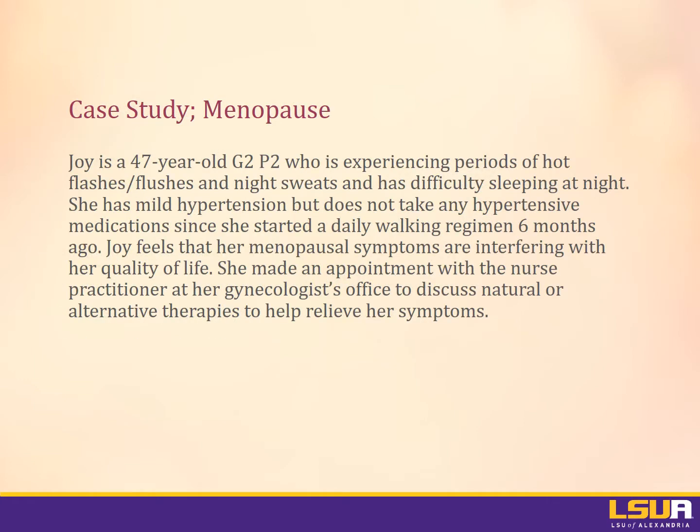So Joy is now 47. She's a G2 P2. She's experiencing hot flashes and flushes and night sweats, and she can't sleep well. She's got mild hypertension, but she doesn't take any antihypertensives. She started walking 6 months ago. She feels her symptoms are interfering with her quality of life, so she's going to see the nurse practitioner to discuss natural and alternative therapies to help relieve these symptoms.